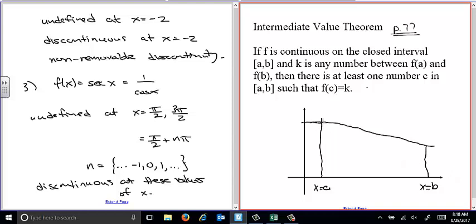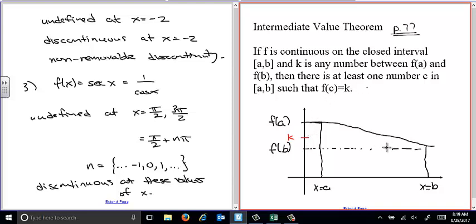The y value at x, you just go up to the curve, and so this horizontal line from where this vertical line intersects the curve is f of a. And if I go over here, that's f of b. It says k is any number between these two. So here's k. It's any number between here and here.